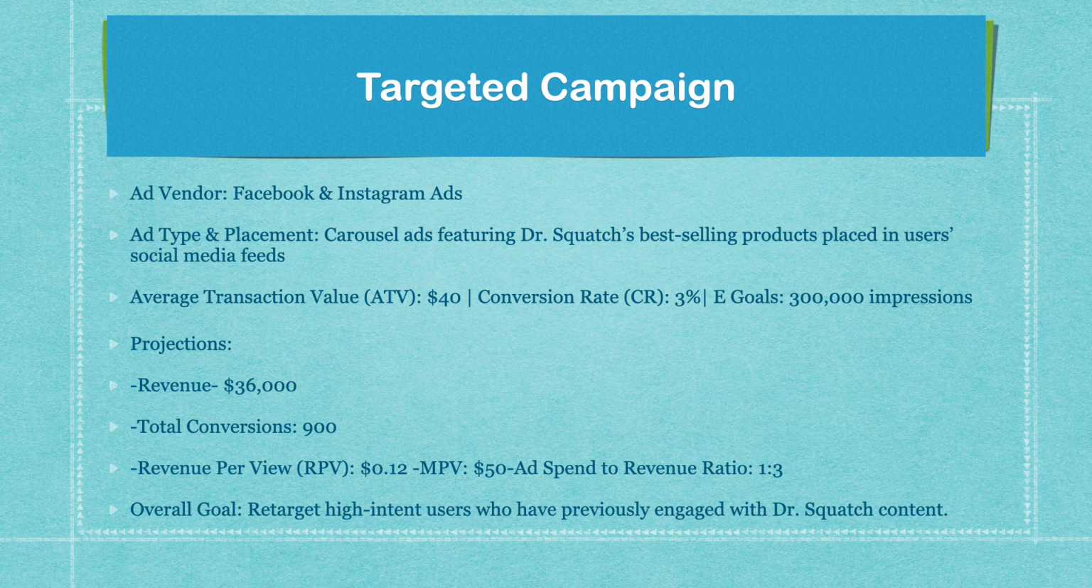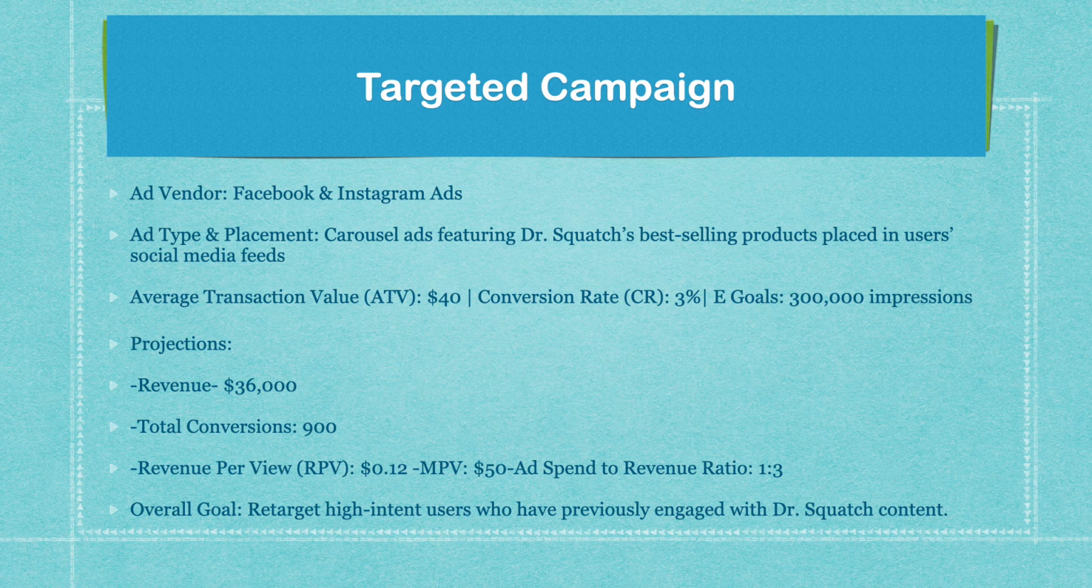Next, we have our targeted campaign, aimed at potential customers who have shown interest in natural grooming products. Our ad vendor will be Facebook and Instagram ads, with our ads being placed on carousel ads featuring Dr. Squatch's best selling products placed in users' social media feeds.